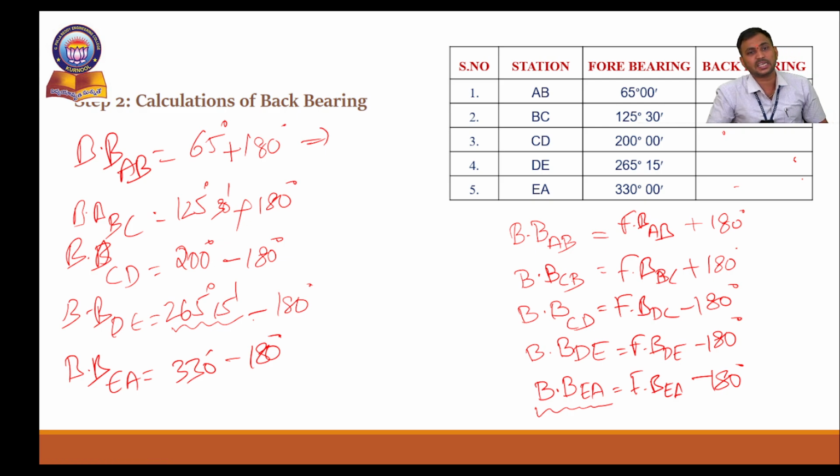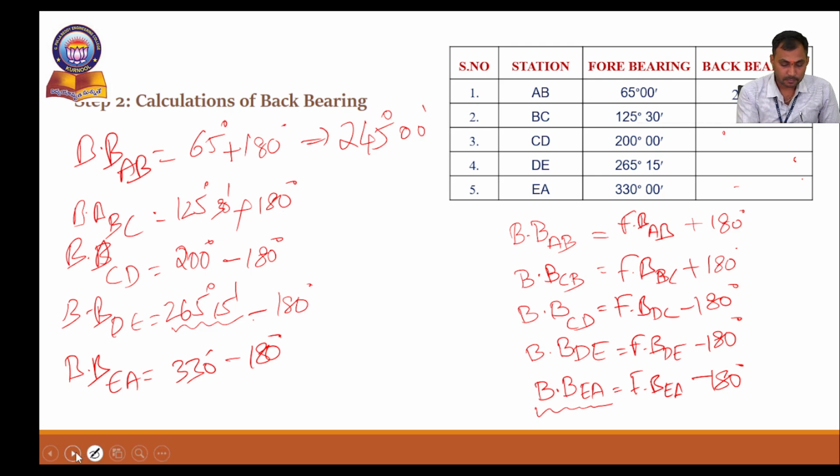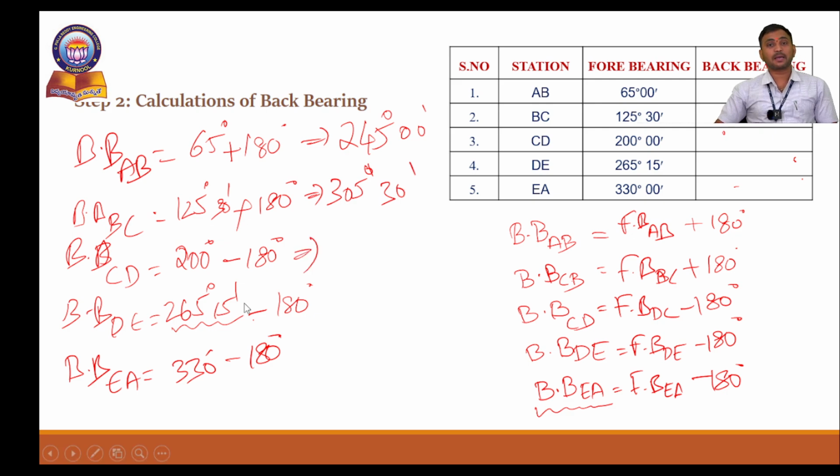Okay, right. Now we will calculate. What is 65 degrees plus 180 degrees? It is 245 degrees. So the back bearing of AB is 245 degrees 00 minutes. Next, what is the back bearing of BC? 125 degrees 30 minutes plus 180 degrees is 305 degrees 30 minutes. And next, what is the back bearing of CD? 200 degrees minus 180 degrees, easily we can calculate, is 20 degrees 00 minutes. Let me check here. Okay. Next.